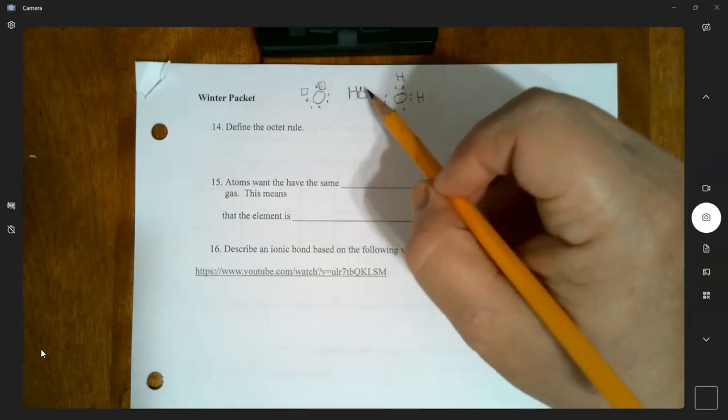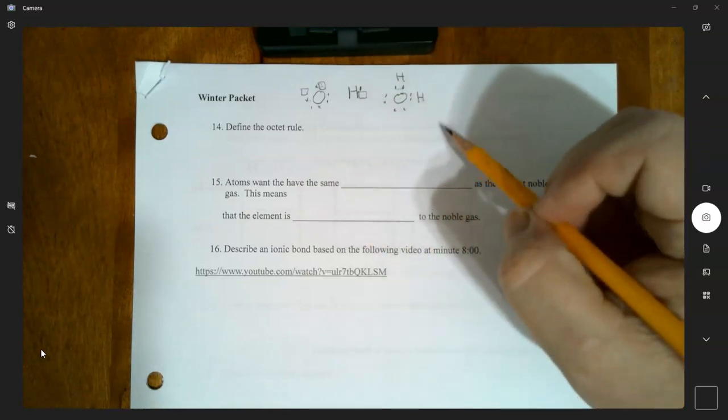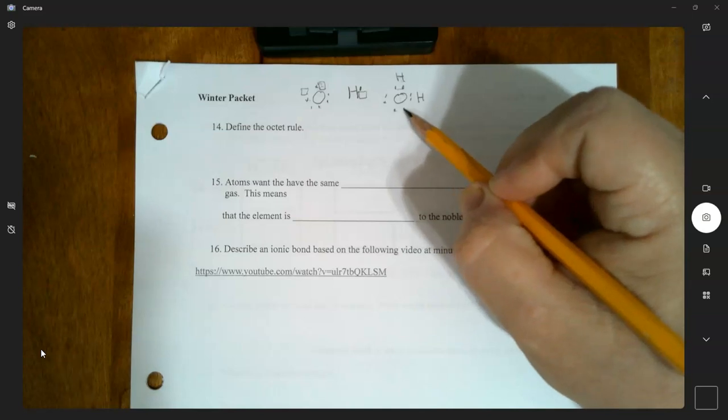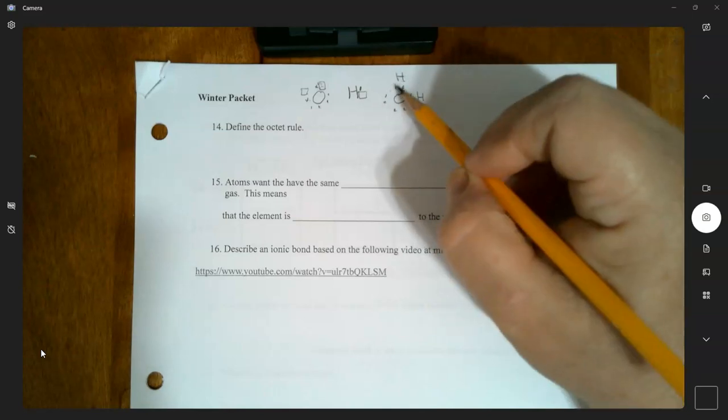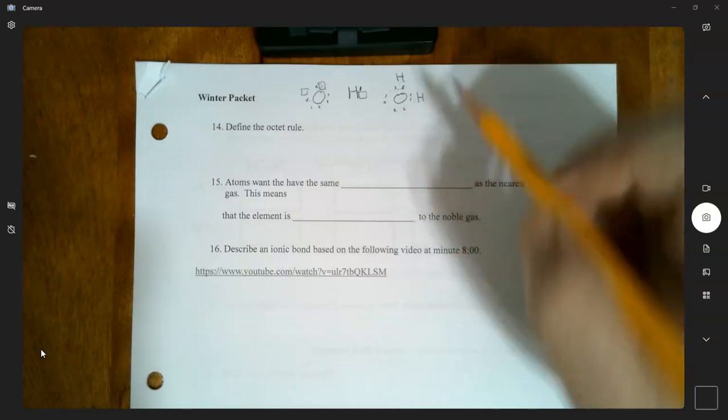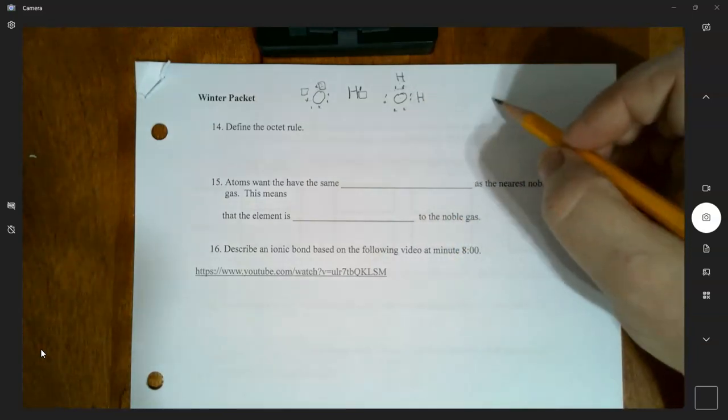All right, so if they join up, since 2 hydrogens join up with an oxygen, the oxygen has an octet: 1, 2, 3, 4, 5, 6, 7, 8, and each hydrogen has an octet: 1, 2, because that's all it can hold.